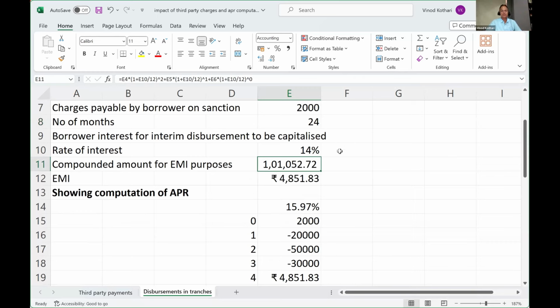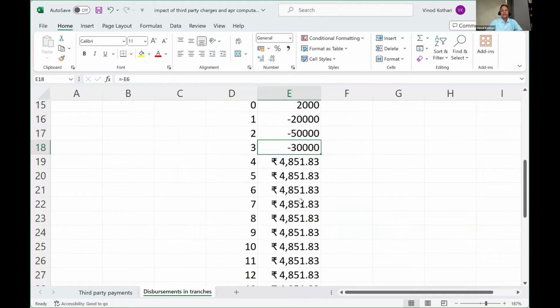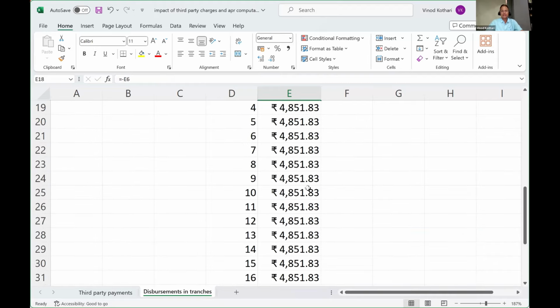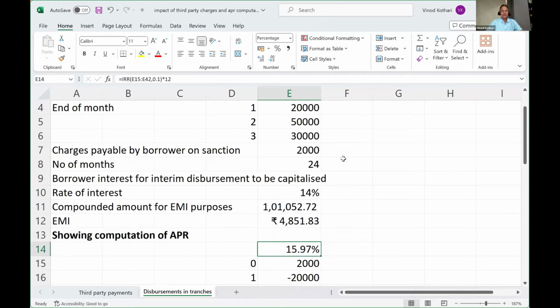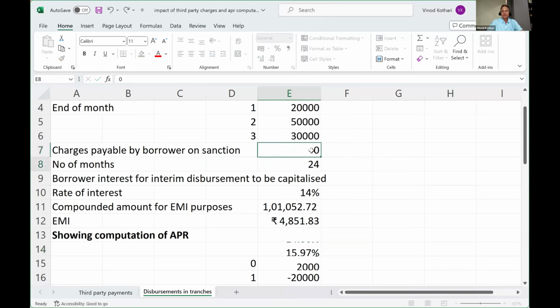So you can see I have written the disbursement. This 2,000 rupees upfront, which is the processing cost, is paid at 0.0. Disbursements happen month 1, month 2, month 3, and then the EMIs start for the next 24 months, and therefore the APR comes to 15.97. Needless to say, if this upfront charge of 2,000 wasn't there, if this was 0, for example, the APR would still be 14%. Why? Because I am compounding at the same rate as the rate of interest itself.